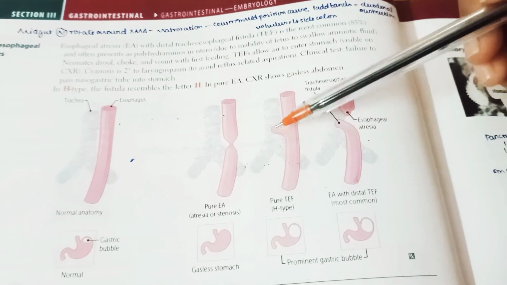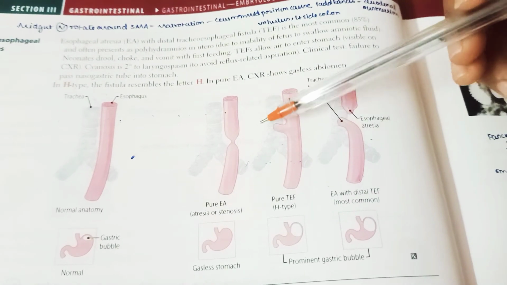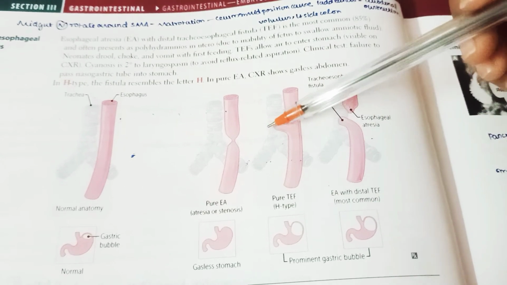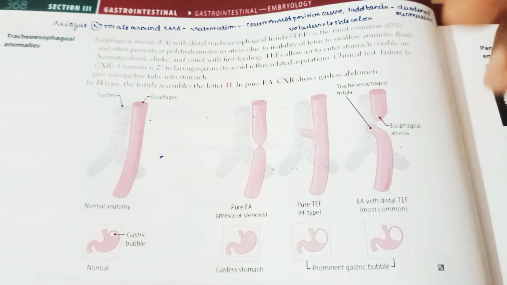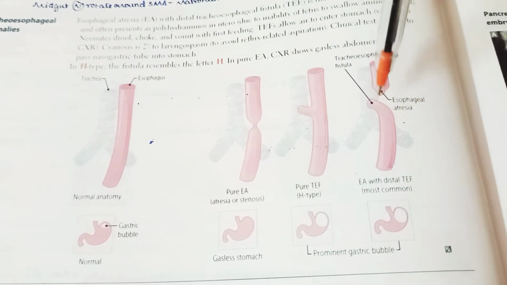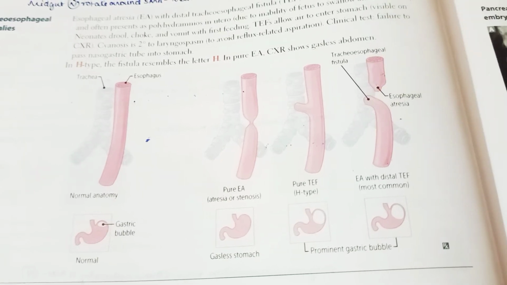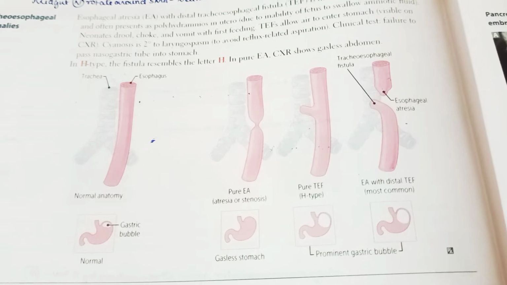Even in this case, a pure tracheoesophageal fistula, you can see this is an H type. Here also you can see there is a gas bubble in the stomach because of this connection. Whereas if there is no fistula, I can see there is no gas bubble. Among all these types, the most common is esophageal atresia with tracheoesophageal fistula. This is the most common type, that is 85%.